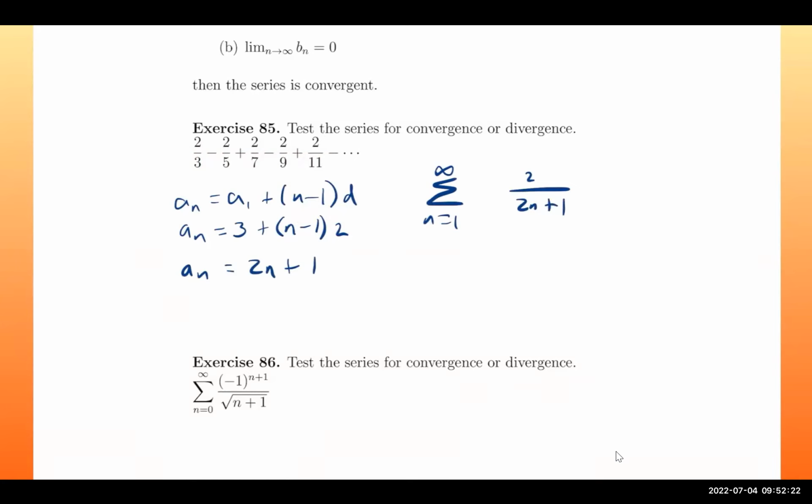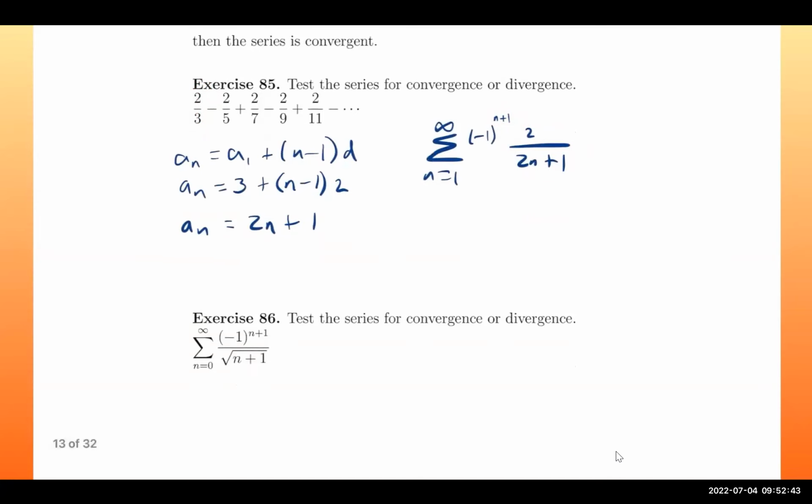All right, so then we have the (-1) to the, looks like the first term is positive, so therefore we want this to be n plus 1, because if you plug in 1, that would make it 2, which would make the first term positive, which is exactly what we need. All right, so there it is. So this is our b sub n. b sub n is equal to 2 over 2n plus 1.